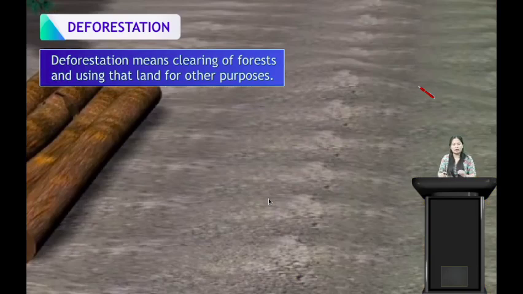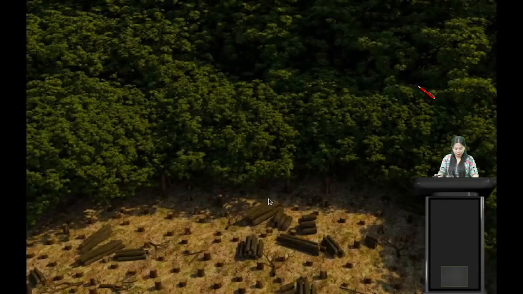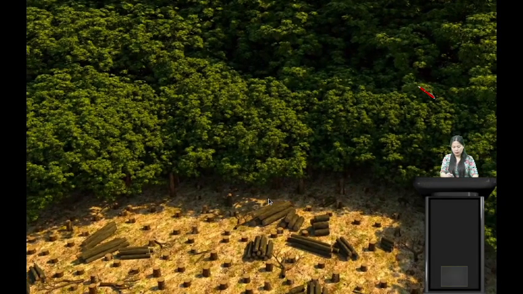Yes, deforestation. We cut down trees, we clear the area of forest for different purposes, for cultivation, or we use the timber that we take from the forest as fuel at home to cook food, right? So deforestation means clearing of forest and using that land for other purposes. It can be for cultivation, it can be for building industry, it can be for development. So here we see an area of forest is being cleared.